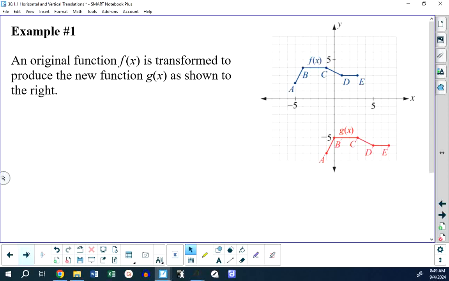And just a reminder, if you do have a question, you need to raise your hand. An original function is transformed to produce the new function shown. The original, you're told, is f of x. The transformed, or the new function, is g of x.